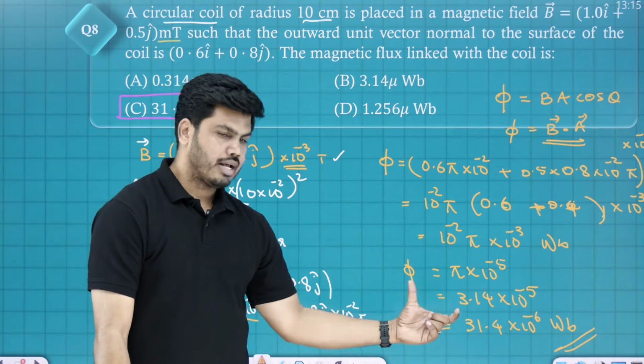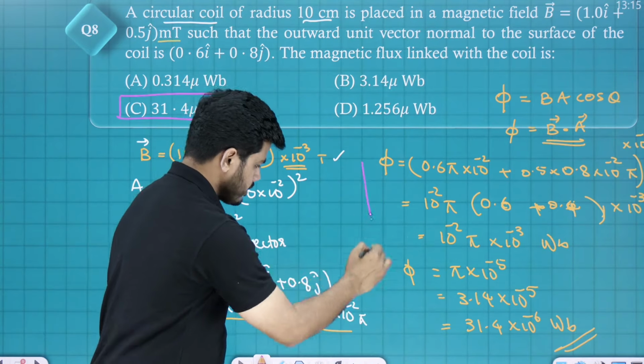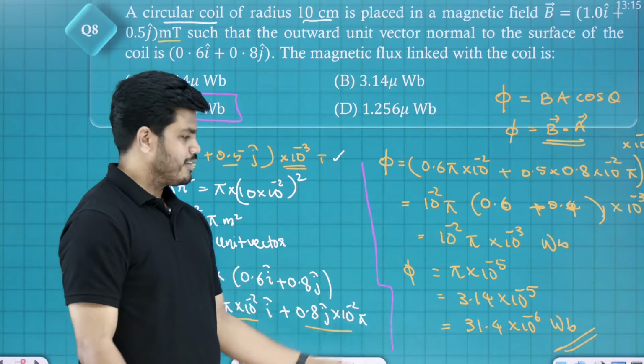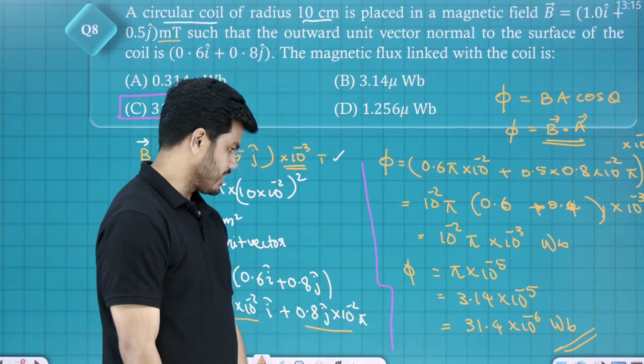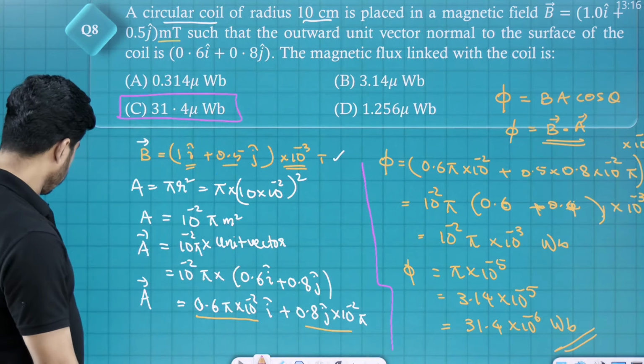Okay, so this is how we calculated the flux, using the dot product and cross product of vectors. Right, we used them both in different calculations. Fine, moving on to the next.